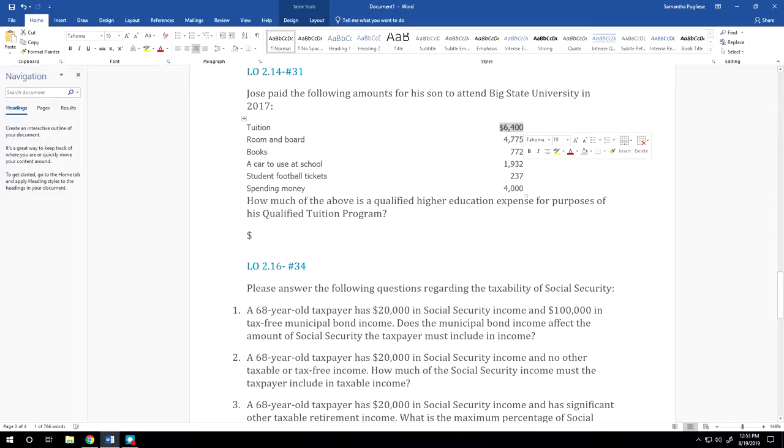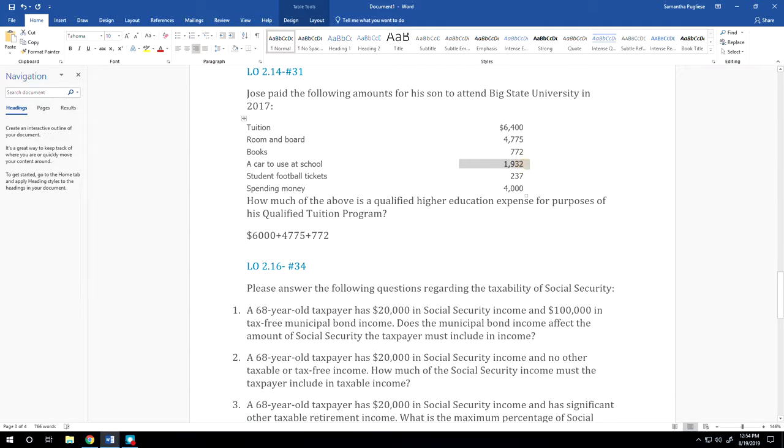definitely included. That's kind of the most obvious one. Room and board, definitely included. So let me type that out here. 6,000 plus 4,775. And then also the books. The books are definitely included. So plus 772.